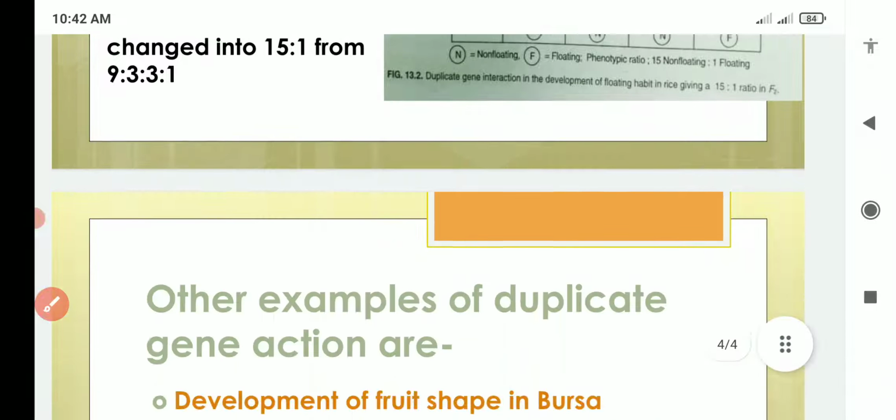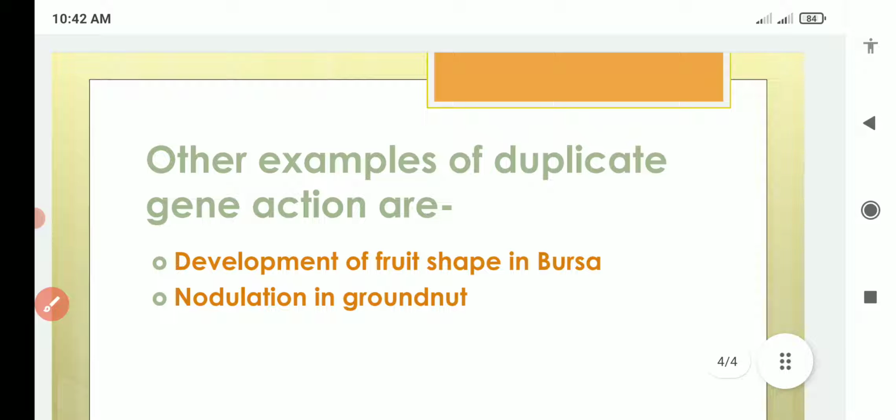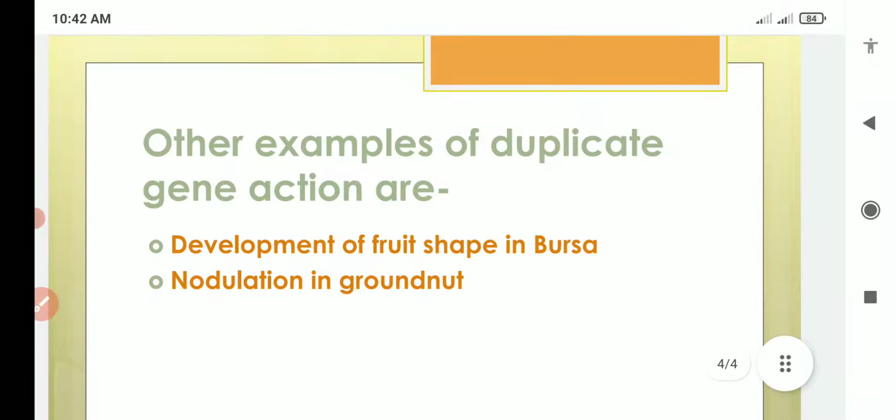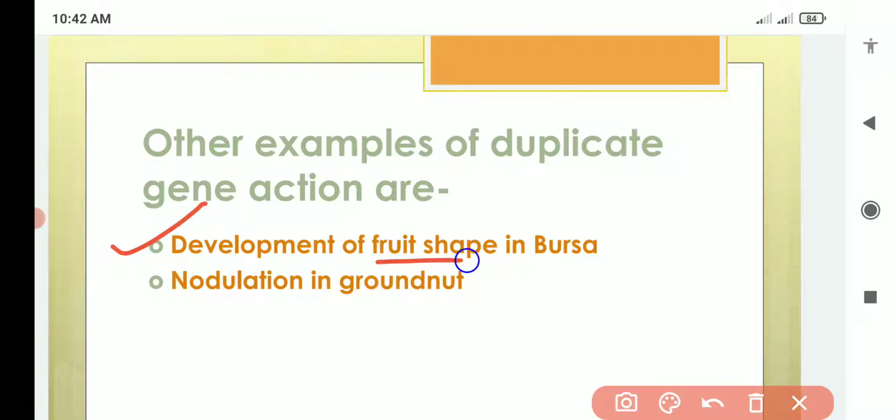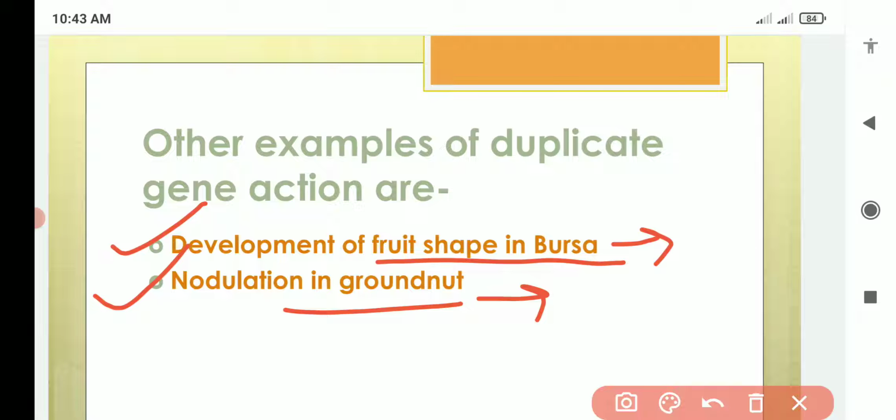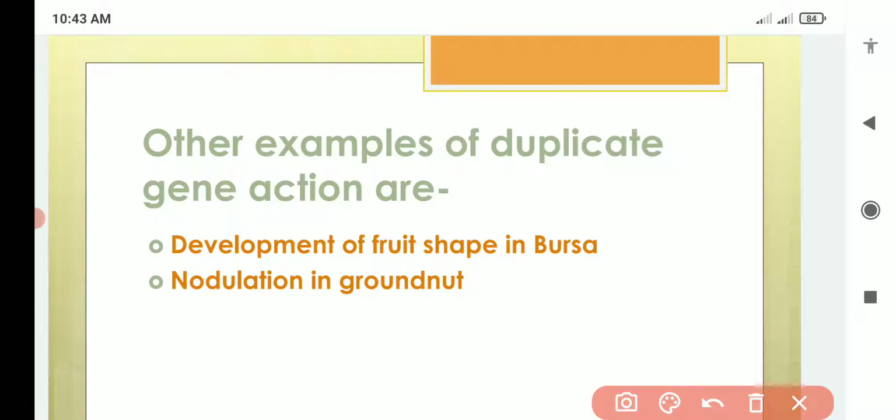Some other characters are also there in which we observe this duplicate gene interaction. The first character is the development of fruit shape in shepherd's purse, and the second character is nodulation in groundnut. So these two characters are also governed by duplicate gene interaction. I hope this duplicate gene interaction is now clear to all of you.